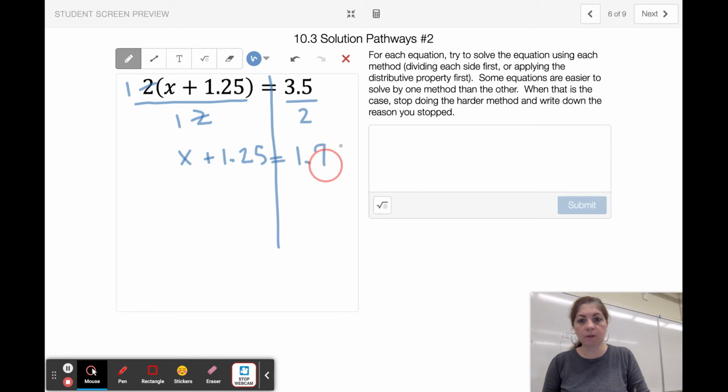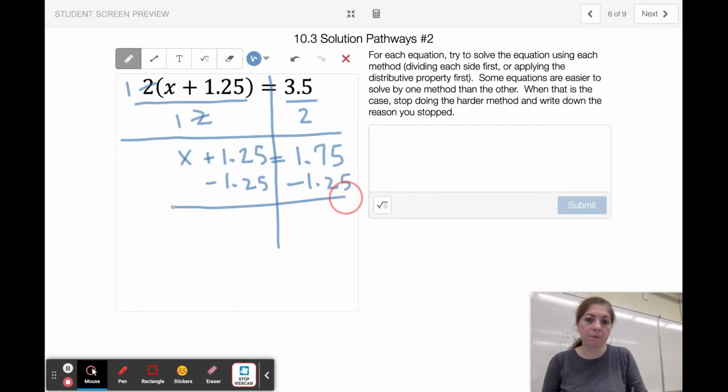Okay, so now if we want to cancel the 1.25, we will do the inverse operation, and that is minus 1.25. It's a little bit messy. So subtract 1.25 on both sides. I'm going to draw these lines to keep them organized. So this is going to cancel, and you will have x equals, do the subtraction, and it will give you 0.5.